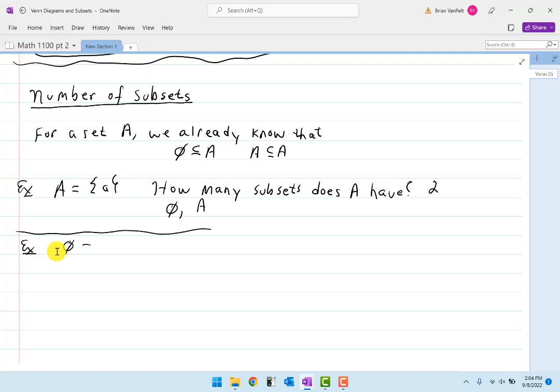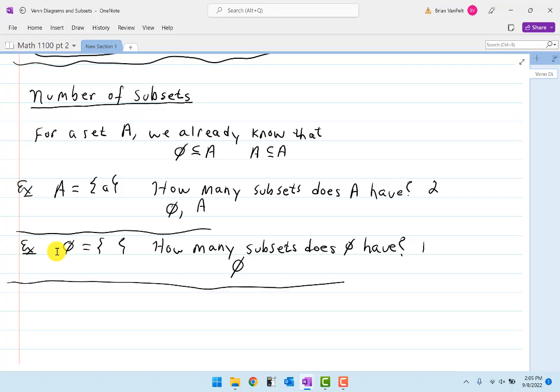Recall that the empty set has 0 items in it. How many subsets does it have? Well, there's only one. It's the empty set itself. So the only one that you're going to have is that, because any other set is going to have items in it, and it's obviously not going to be contained in a set that has no items. So it has exactly one subset. Let's move on. I'm going to do a couple of cases, then we'll get to the formula.